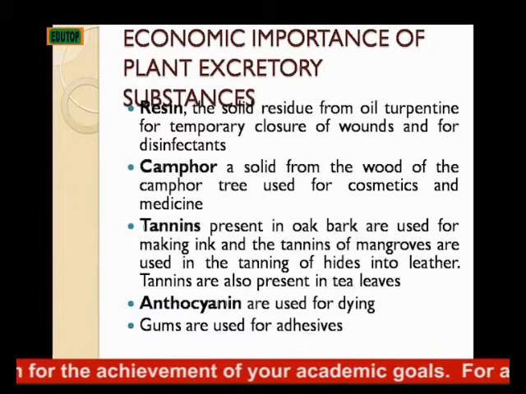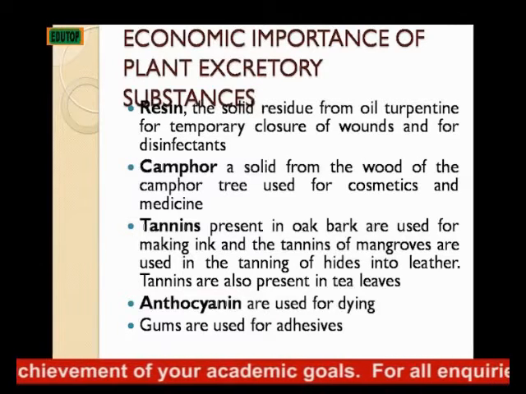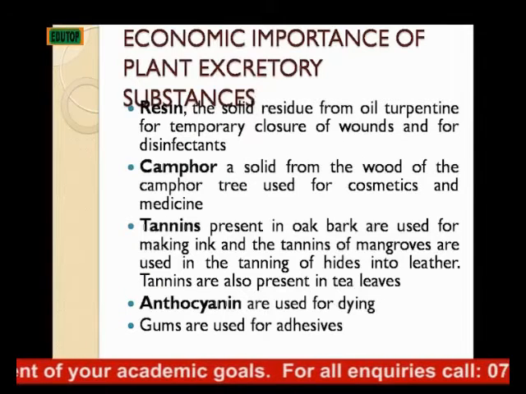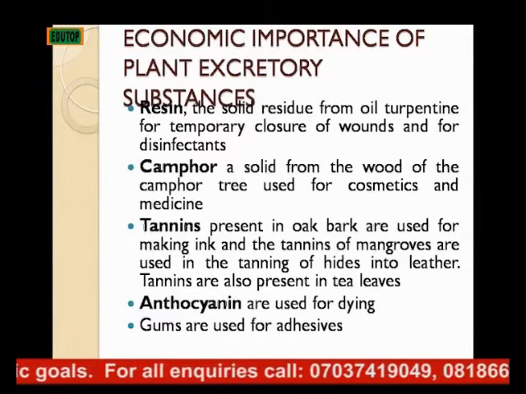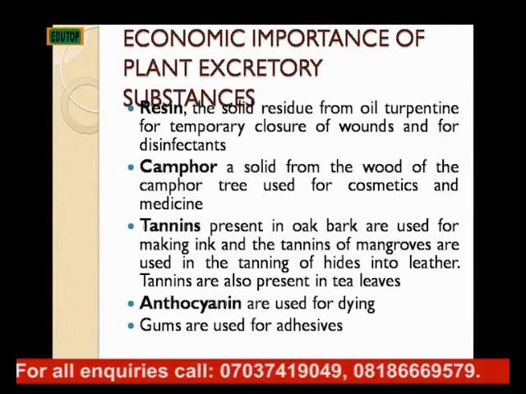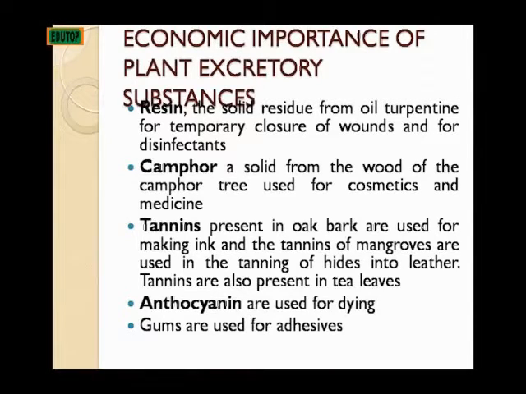Then tannins. Tannins present in the oak bark are used for making ink, and the tannins of mangrove are used in tanning of hides into leather. Tannins are also present in tea leaves. Then another excretory substance is anthocyanin. Anthocyanins are used for dyeing. They are used as dyes. Then gums. Gum is an excretory product of plants. It is used as adhesive to gum substances together.